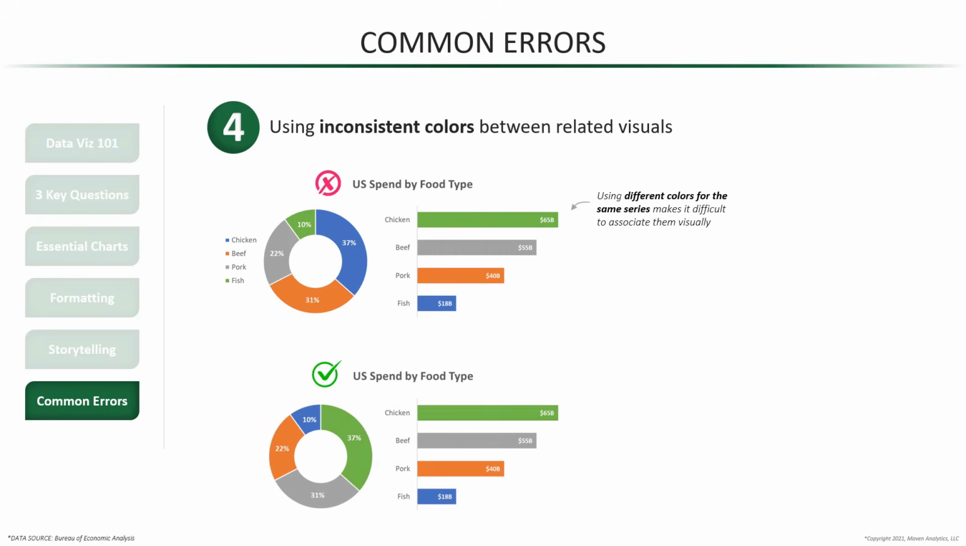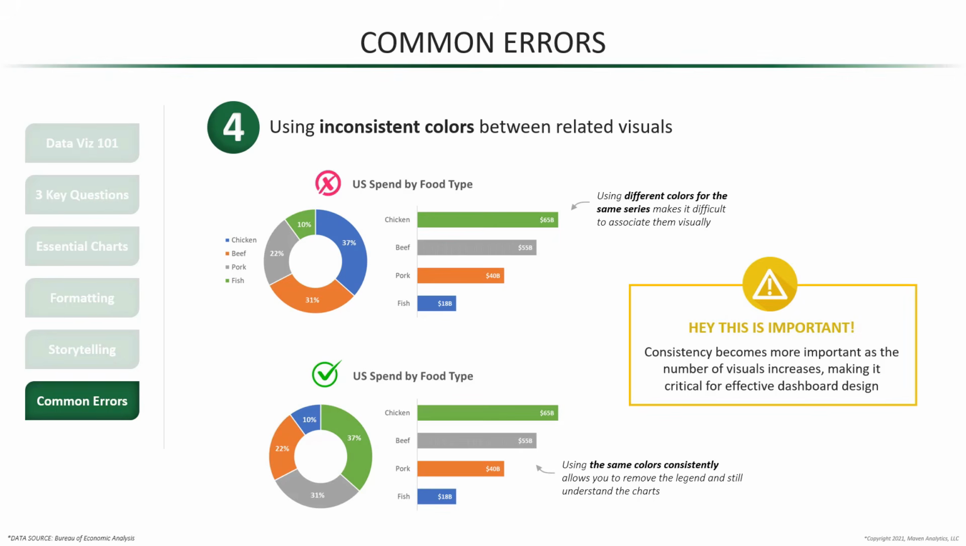This, on the other hand, would be a consistent use of colors, and it even allows us to remove the legend from the pie chart and still know what each slice is, which is pretty neat. Now, it is very important to call out that this consistency will become even more important as the number of visuals increases. So it's very important to keep this in mind when you're creating dashboards with multiple visualizations.